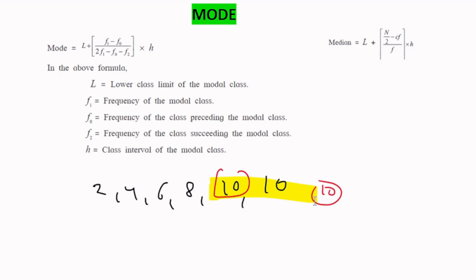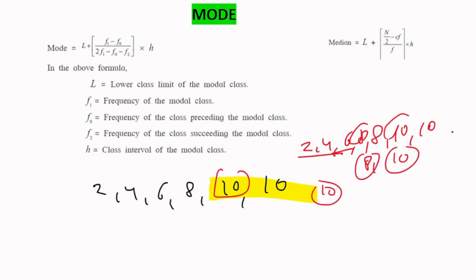Now consider another example: 2, 4, 6, 8, 8, 10 and 10. Here 8 is repeated, and 10 is also repeated. Both are repeating an equal number of times, so we have two modes, 8 and 10. If there was another 10, then again we would have counted 10 as the mode, because we should count the highest repetition. That is called the mode.